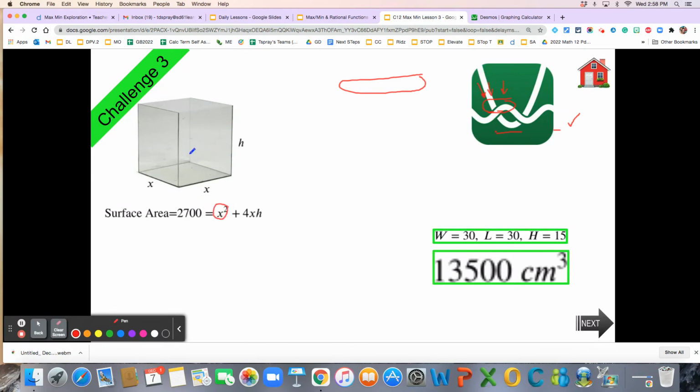What's this dimension here? This is x by h. How many of those do we have? We have 4 of them. We can see 4 of them, and that's why we have 4xh. There are 4 of those. So here is my volume equation, and we know it's x squared times h because it's a square base.